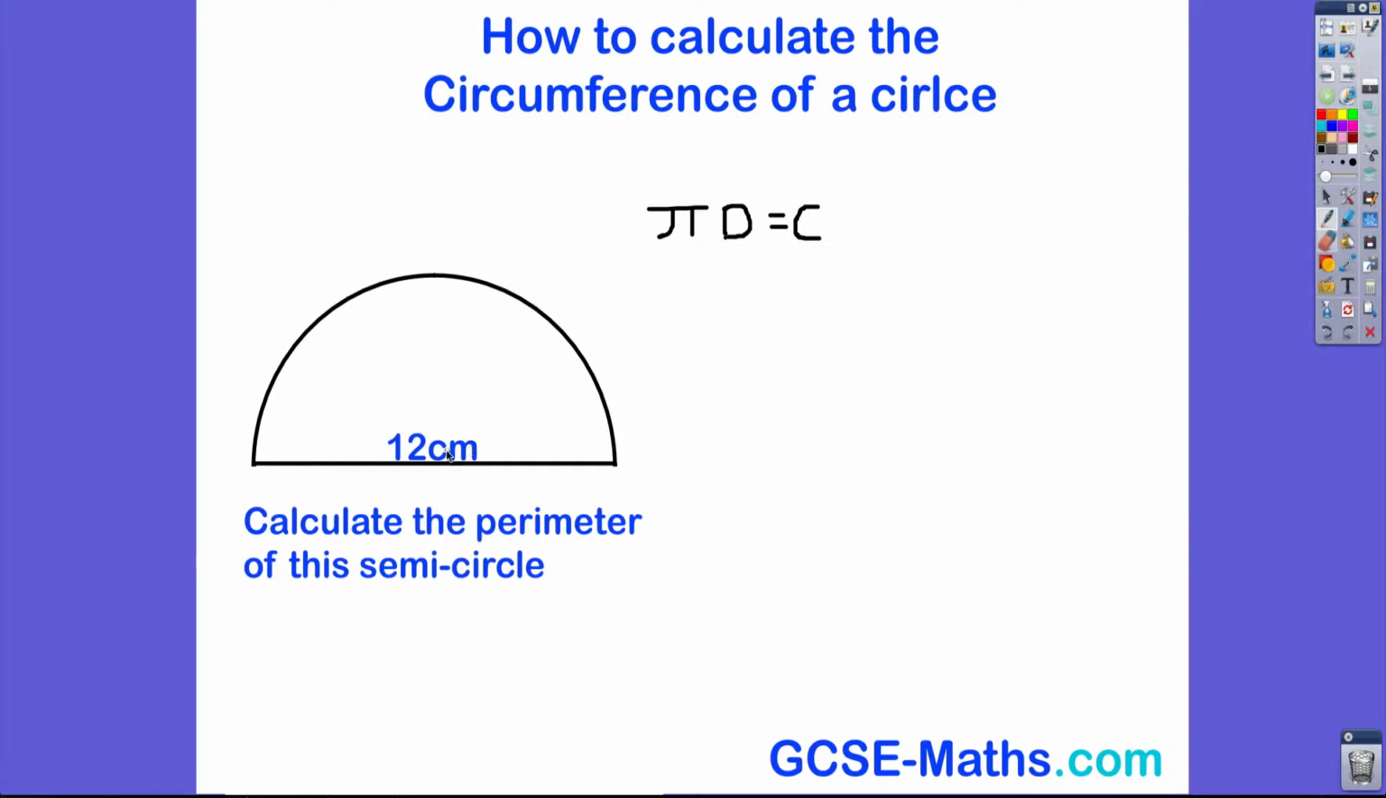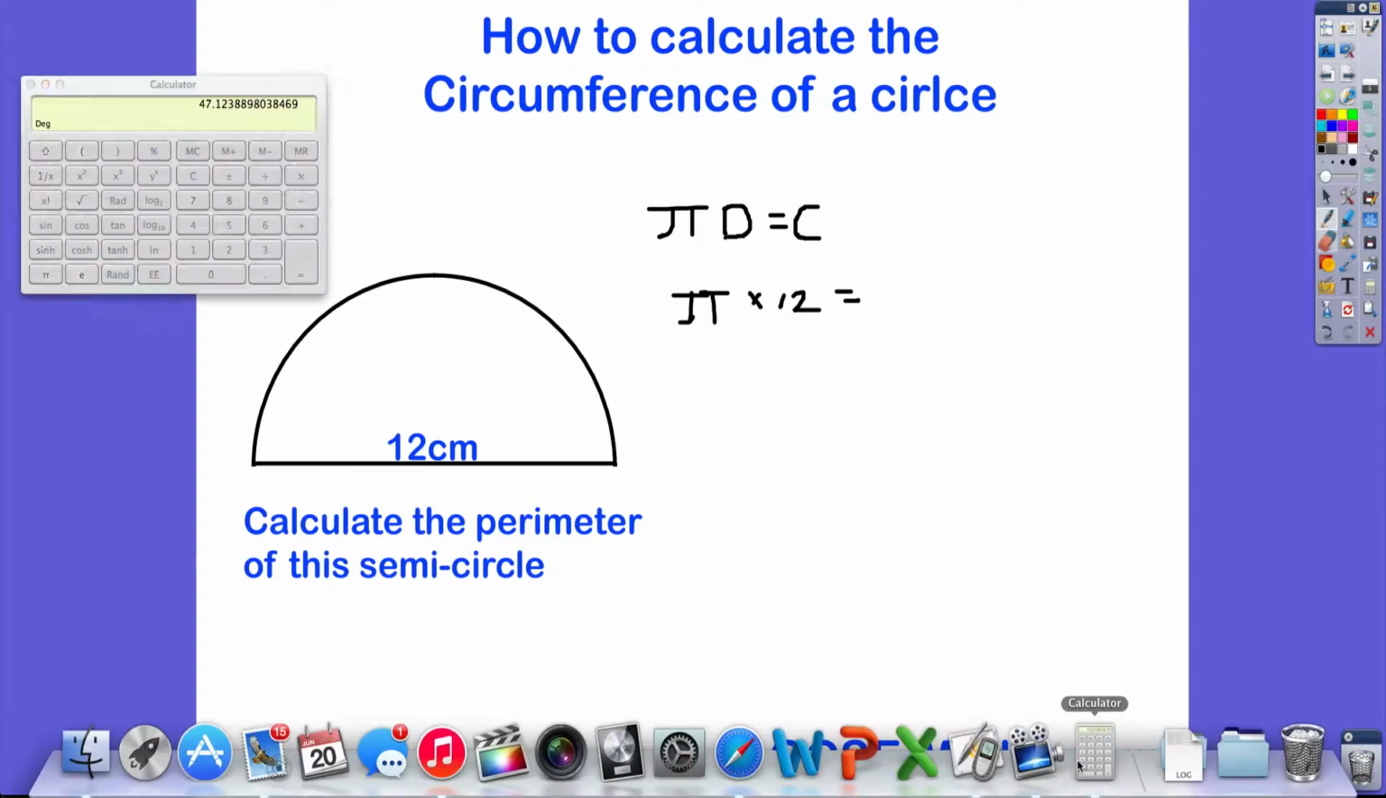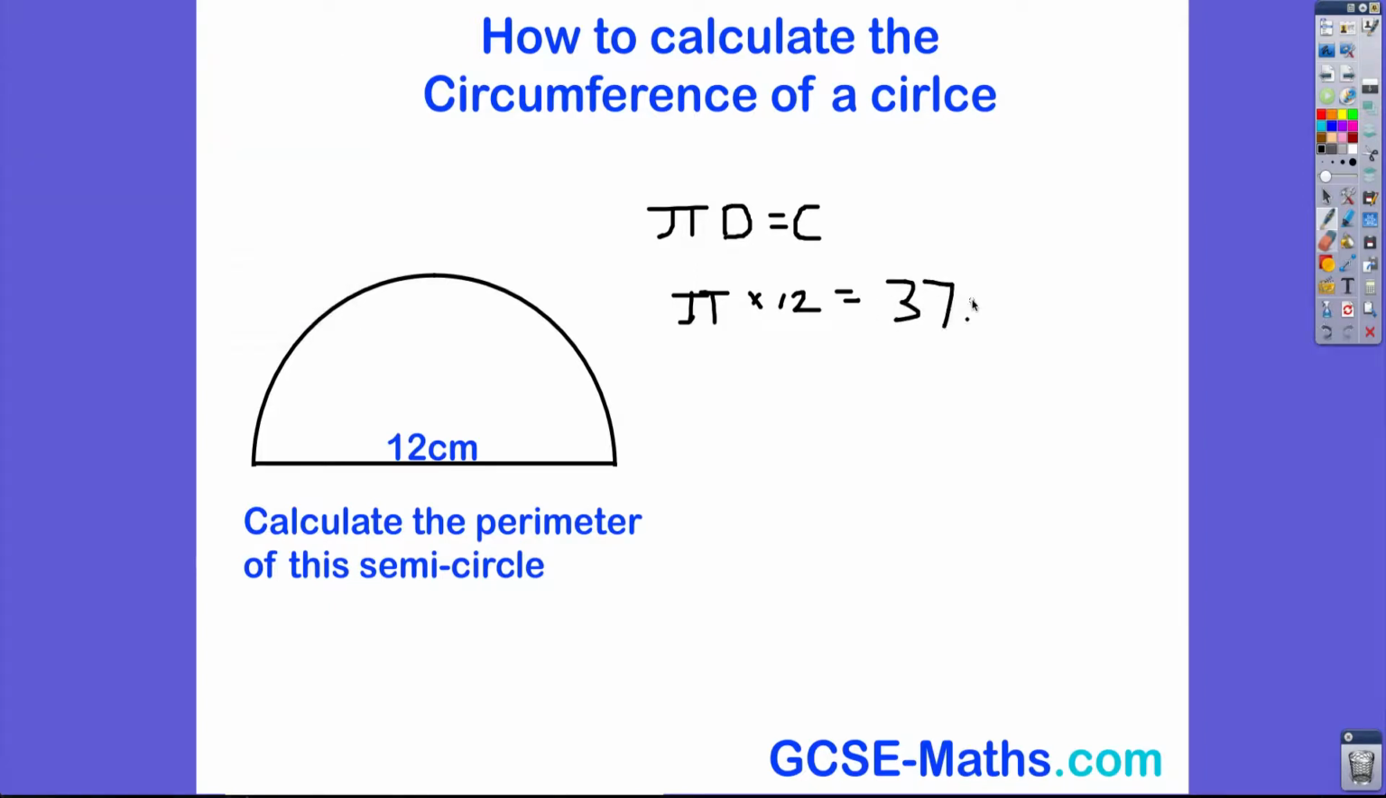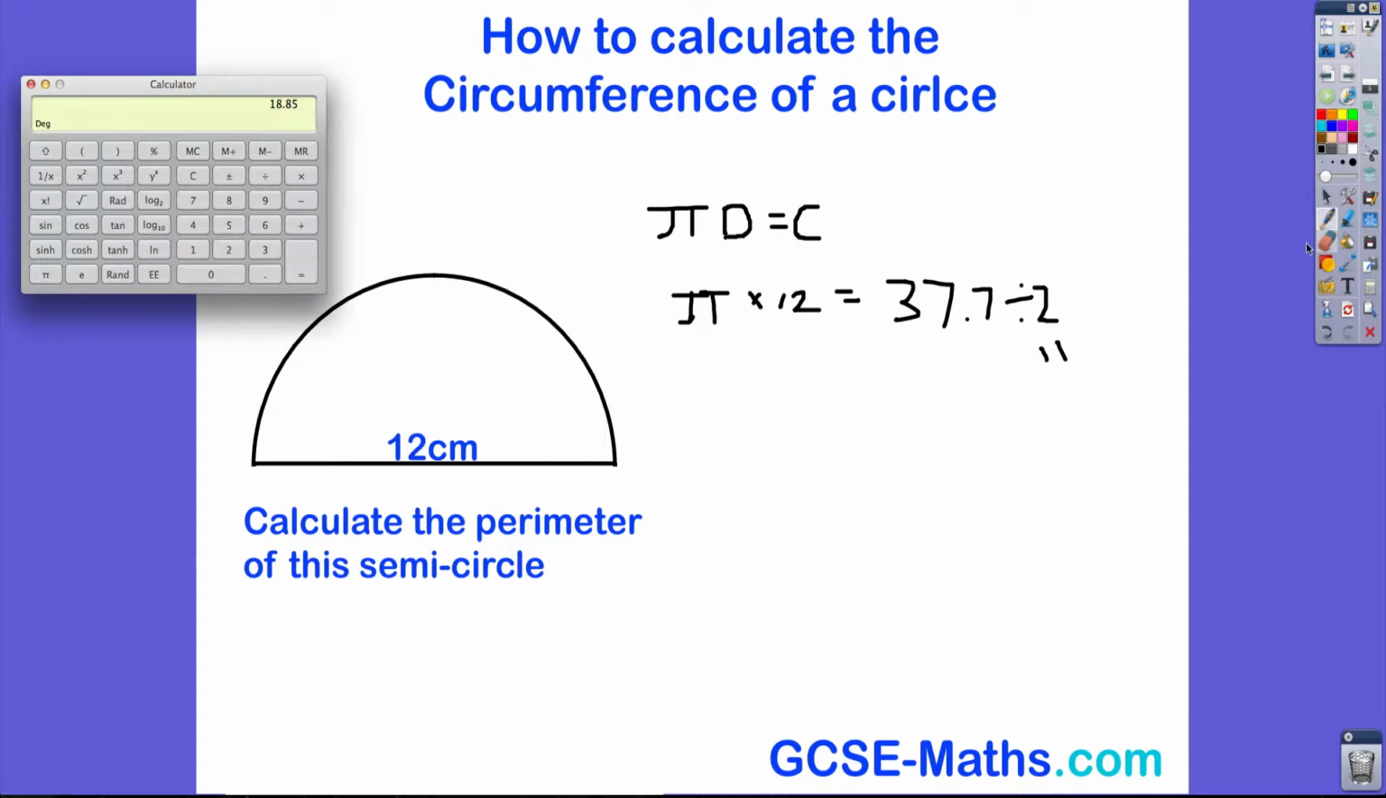So what we could do here is pi times d equals the circumference. So if we do pi times 12, that will give us the circumference of a circle that has a diameter of 12, and so that would be a full circle, and what we must remember to do after that is to halve it. But let's first find out what this equals. So pi times 12 equals 37.7. So that is the circumference of a full circle. Then we must divide that by 2, and so that equals 18.85.